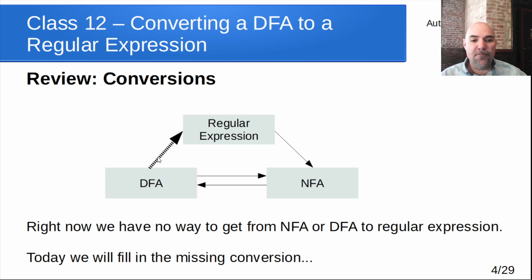We're going to fill in this part of the triangle and get from DFA to regular expression. And if I have that, notice I can now get to any representation from any other one. If I have an NFA and I want to get to regular expression, take the NFA, make it into a DFA, turn the DFA into a regular expression. If I want to get from DFA to regular expression, just go straight there. If I want to go from regular expression to NFA to DFA and back to itself, we could certainly do that.